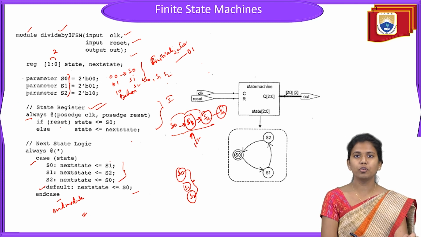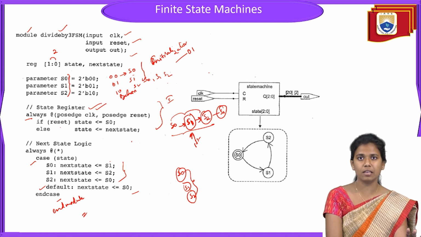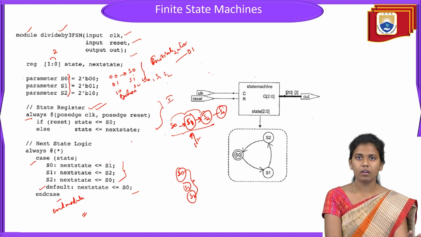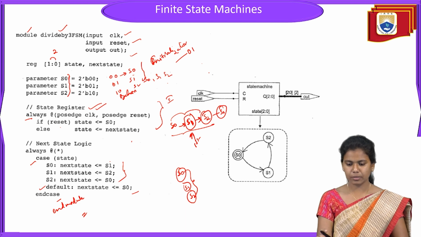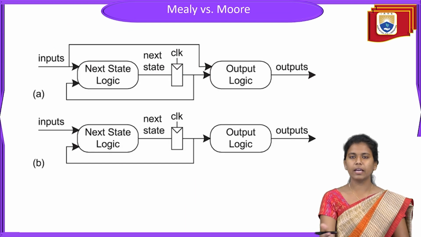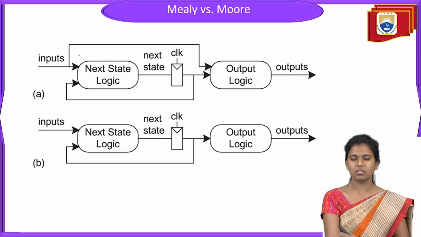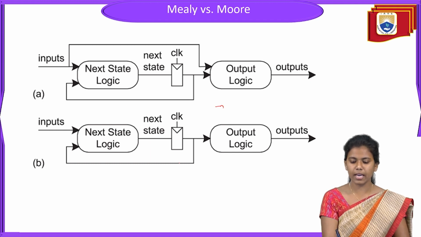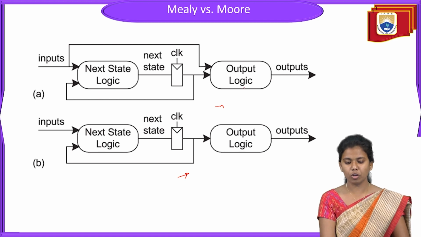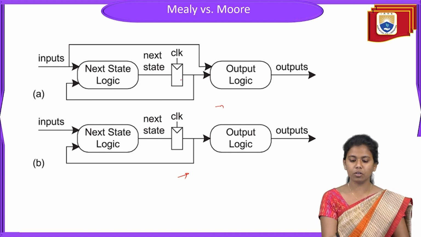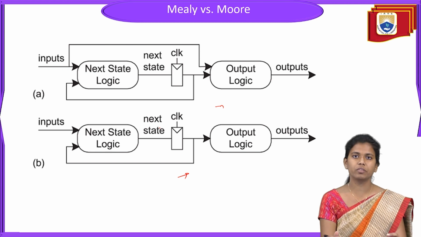Now, from the exam point of view, if you want to give any examples, this is the best example that you can give, so that you will score good marks. So this is about Mealy and Moore. We will discuss this in depth in module 5. This is just for a glance. This is Mealy and this is Moore. In the Mealy and Moore, you will have the next state logic and output logic, followed by the state register and clock. You have to tell me the difference between these two.